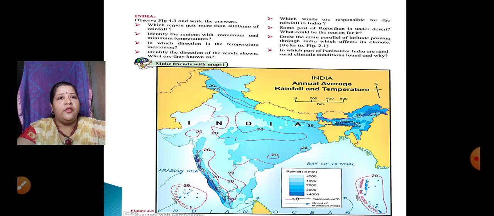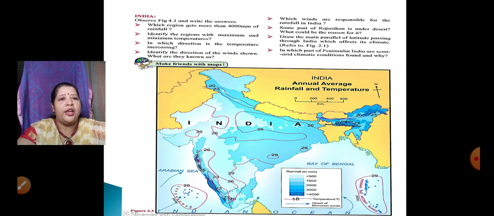First question is, which region gets more than 4000 mm of rainfall? Now if you can see over here in the map, we again have different shades. The dark blue color is the maximum rainfall places. We can see the maximum rainfall on the western coastal part as well as in the northeastern part. In the northeastern part it is Meghalaya, which is Mawsynram and Cherrapunji, which is having the highest rainfall.